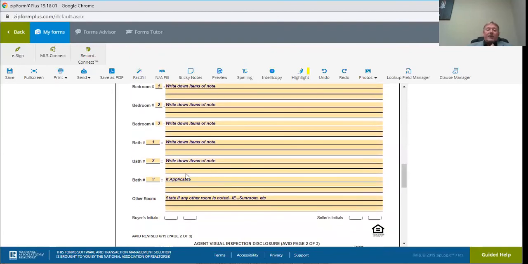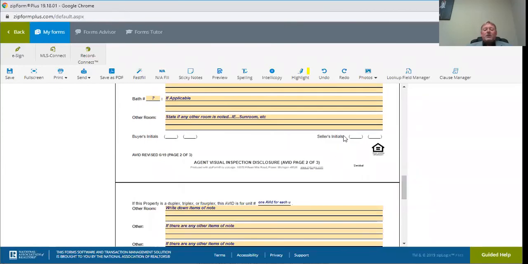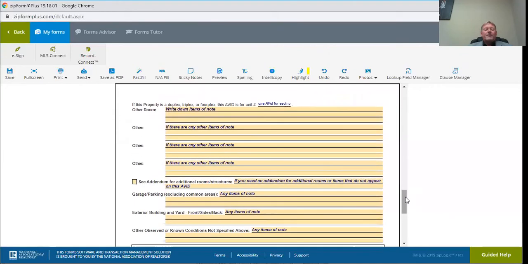With the bathrooms, if we have 1 or 2 bathrooms, you'll note that. If you have other rooms, you can state any other room to be noted. For example, if there's a third bathroom, you might write in bathroom number 3. And again, we're going to note anything that we happen to find. We have our initials at the bottom of the pages for the seller and or buyer. Again, they give us another opportunity if we have another room. And then we get into other.